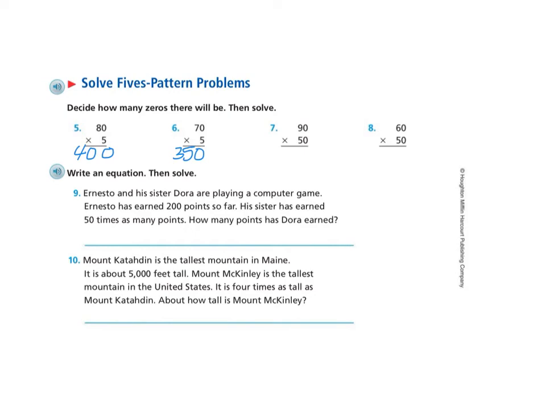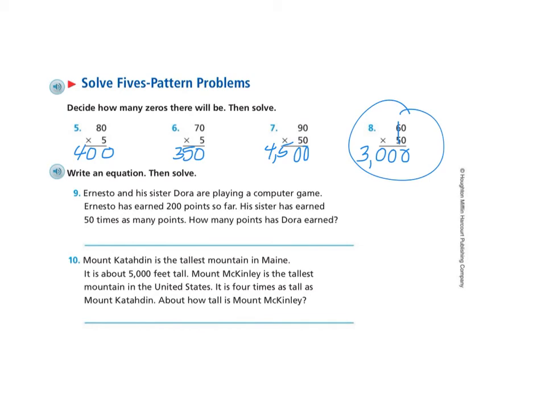90 times 50. How many zeros are there going to be? If you're saying 2, you are correct, because there's no 0 in the product of 9 times 5, which is 45. Now I have 60 times 50. How many zeros are going to be in my product here? There's going to be one more, because we know that 6 times 5 is 30. So there's going to be one more 0 than what's in this problem because of this multiplication problem.